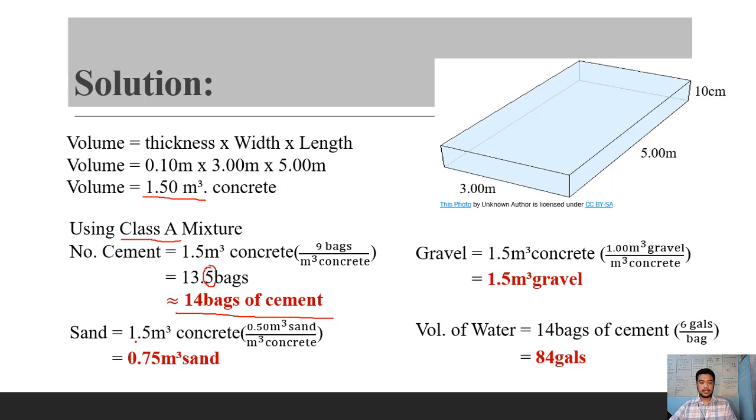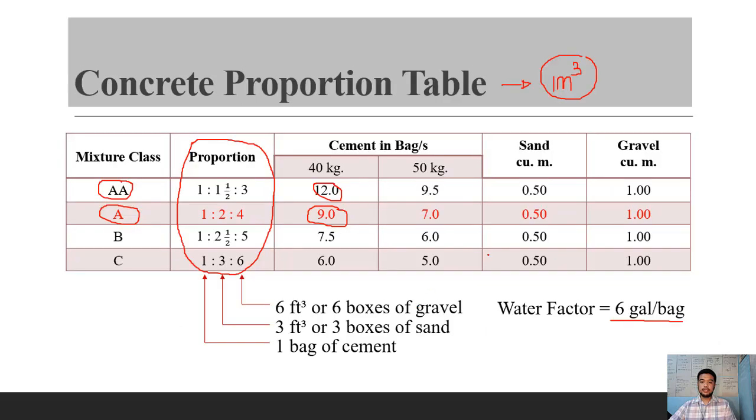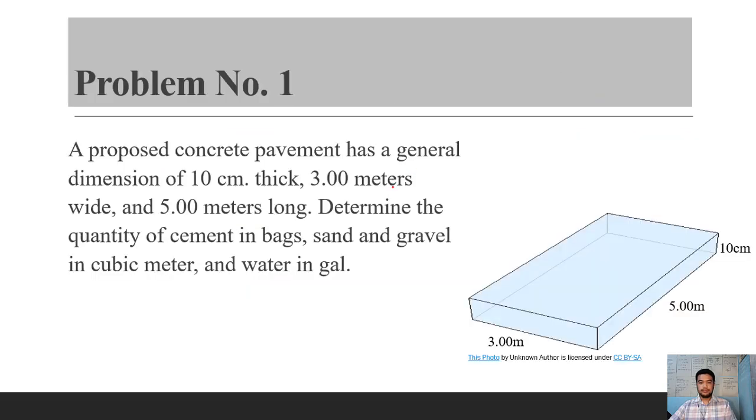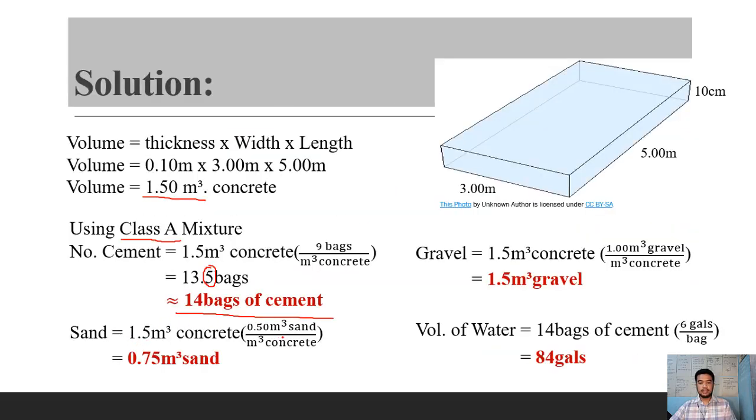You will just multiply the quantity in cubic meters by 0.5 cubic meter of sand per cubic meter of concrete. Okay, let's go back to the table again. In 1 cubic meter of concrete, there should be 0.5 cubic meter of sand and 1 cubic meter of gravel. So we will simply multiply that by 0.5. Therefore, the answer will be 0.75 cubic meters of sand. Okay, how about gravel?